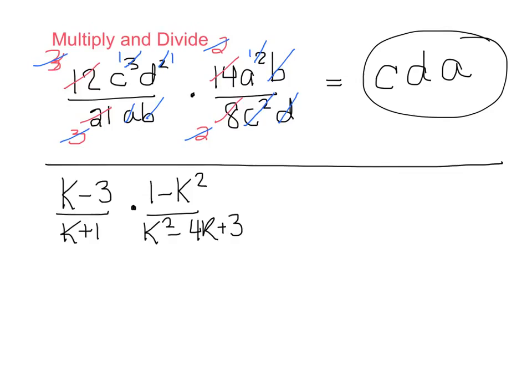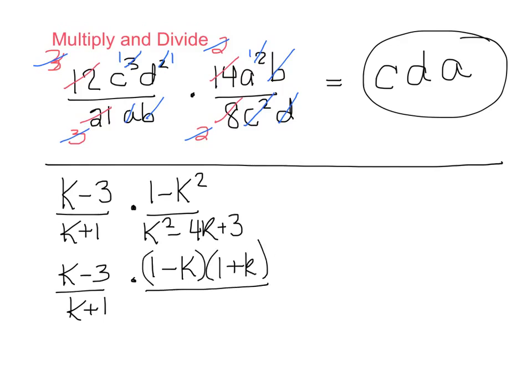So we want to multiply these two rational expressions. If this is really simple for you, you've been doing this for years, you can go ahead and skip. Otherwise I'm going to work it out. I'm looking for common factors. Of course I don't see anything, so I need to factor some of these that can be factored. Let me rewrite this: k minus 3 over k plus 1 is already as reduced as it can be. But 1 minus k squared is 1 minus k times 1 plus k.